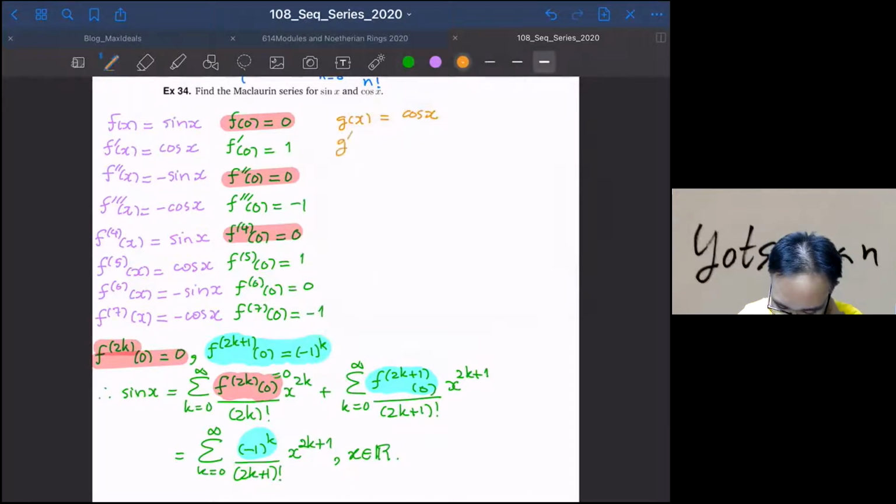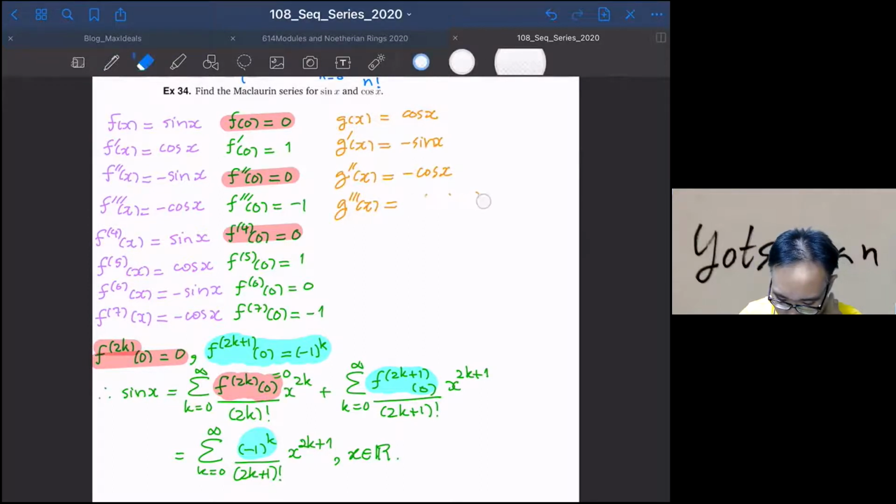So you have f prime of x. Differentiating cos, you get negative sin x. f double prime of x is going to be the derivative of negative sin, which is negative cos. And f triple prime of x is going to be, again, the derivative of negative cos, which is sin x. So let me write down sin x. And we can just continue doing this.